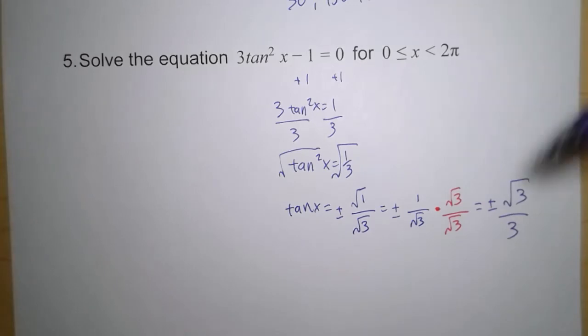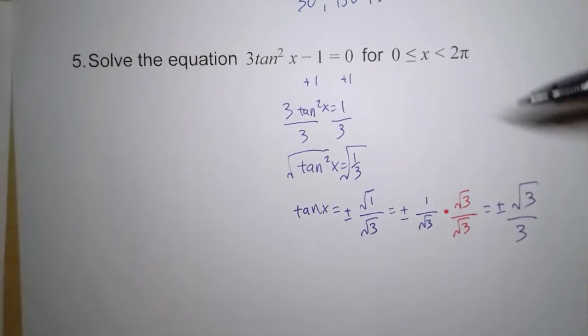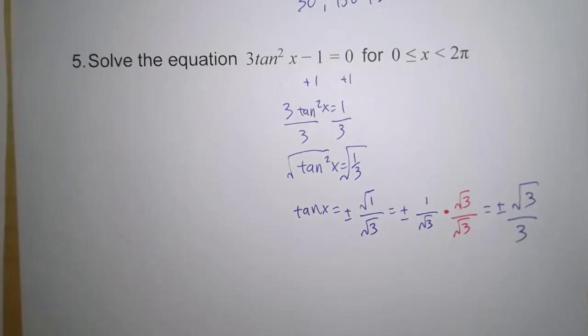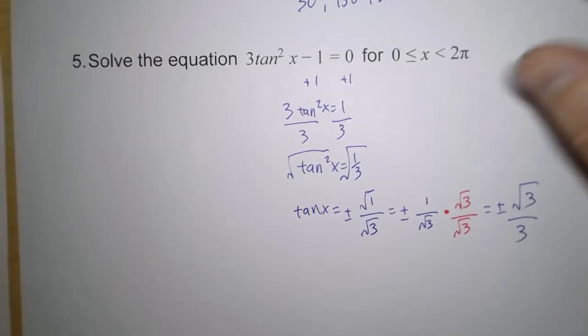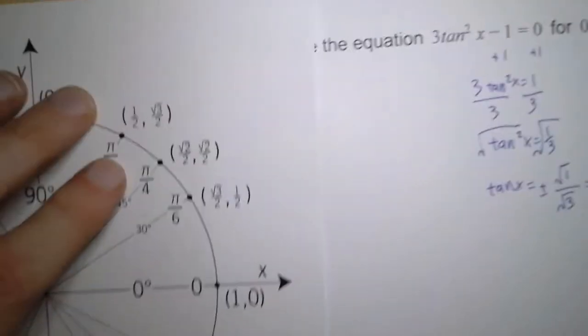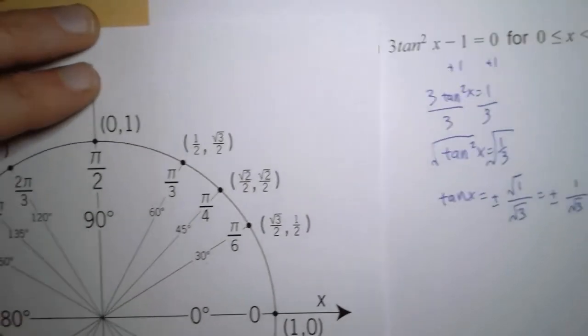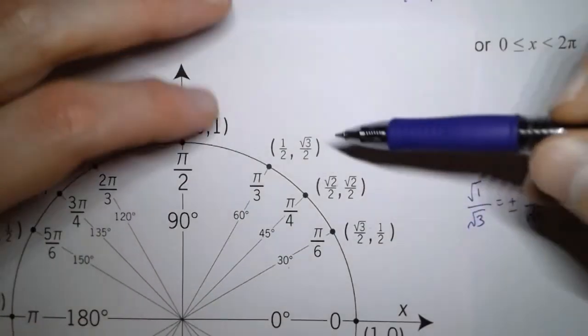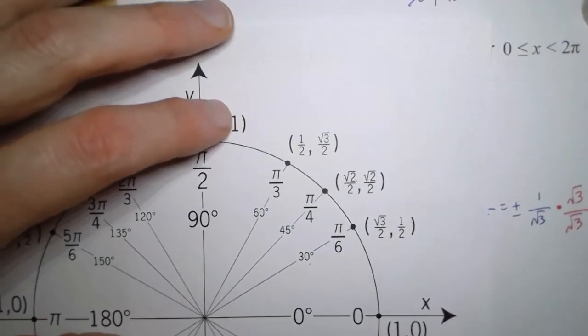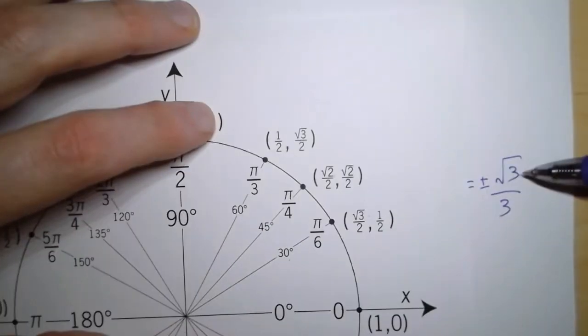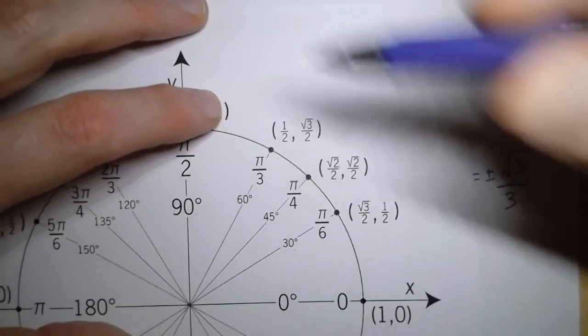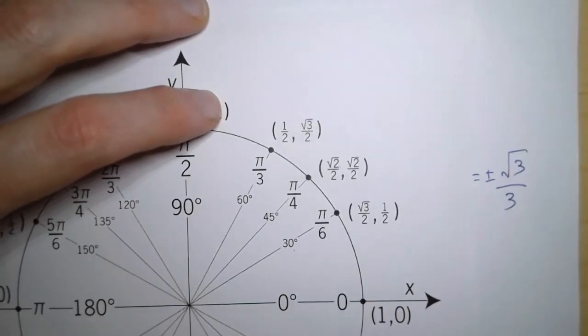Now a lot of people have complaints about this because, well, there is no square root of 3 over 3 on the unit circle. And you'd be right, there isn't. That's because to get tangent, remember, we have to take the y value and divide by the x value. So square root of 3 over 3 is what we want. So let's look at these 3 angles in the first quadrant.